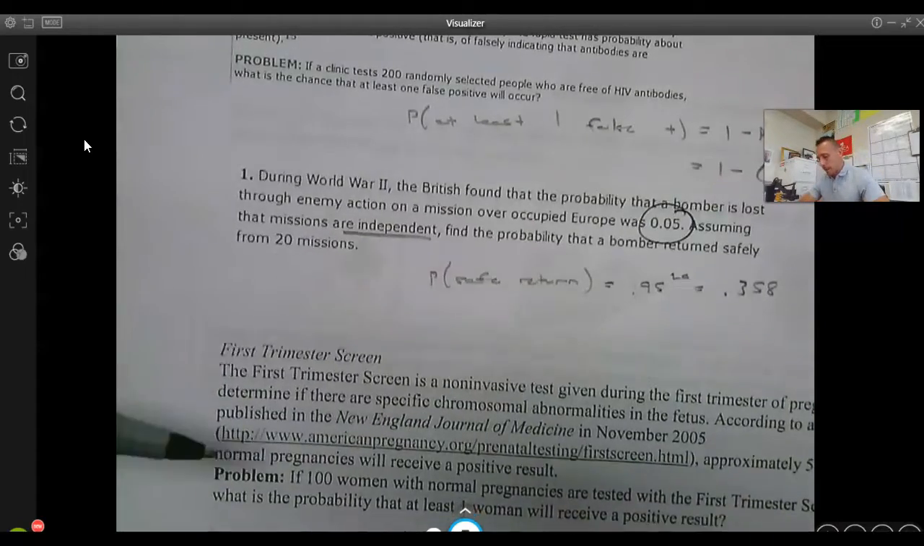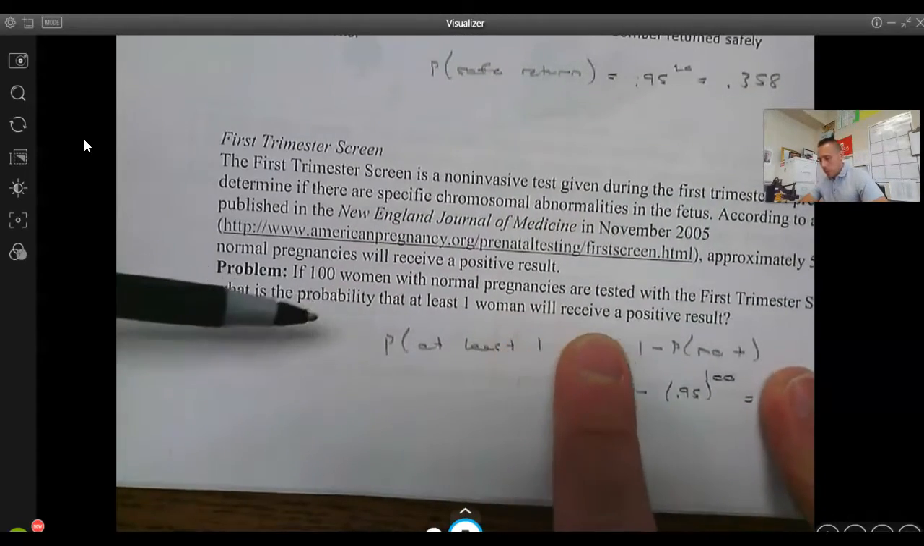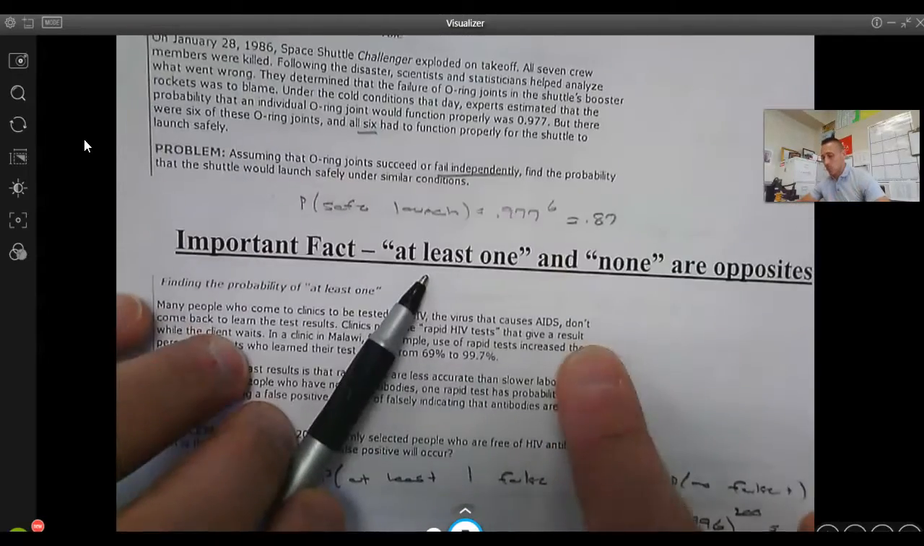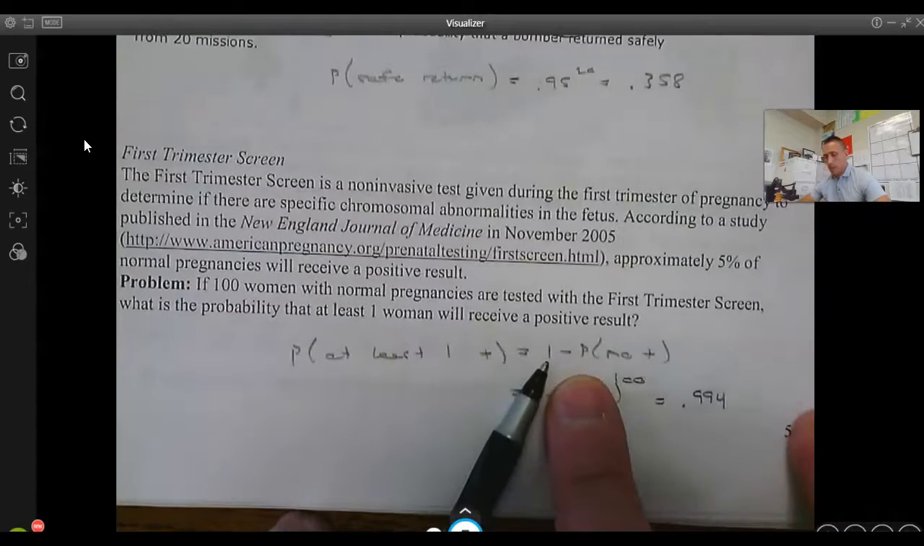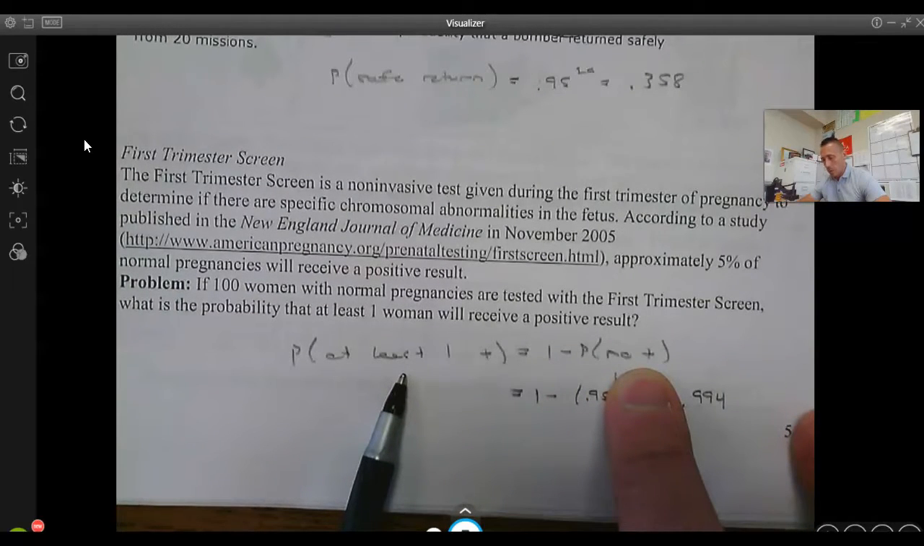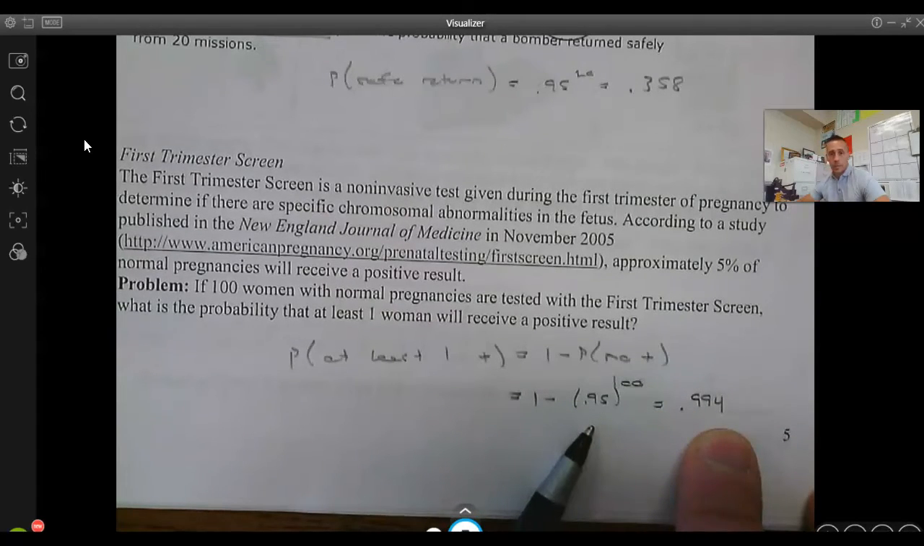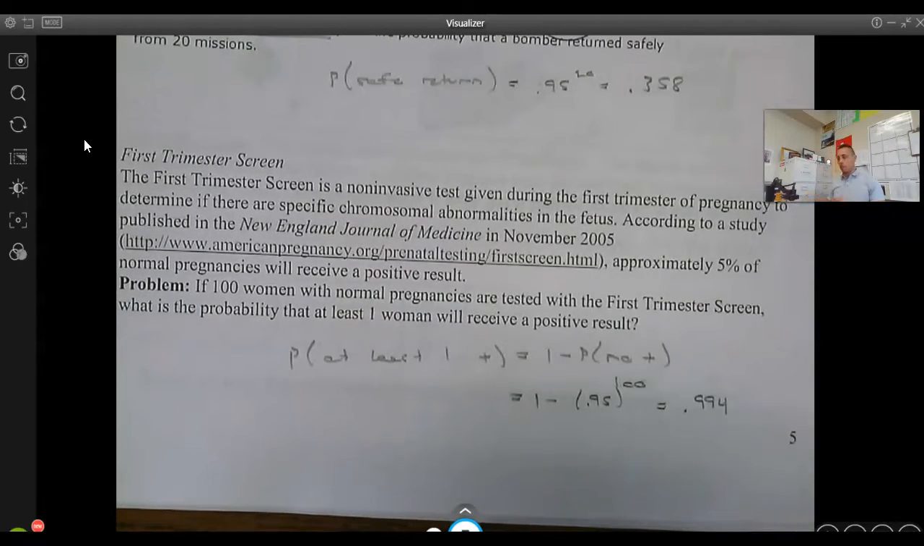All right, this question about pregnancy, at least one woman will receive a positive result. So you have to go back to this concept, at least 1 and none are opposites. So it's going to be 1 minus the probability of no positives. So 5% are positive, 95% aren't. Each result is independent of the next, so that's why I can multiply these probabilities. So 1 minus 0.95 to the 100th is 0.994. So it's extremely likely at least one woman's going to have a positive result. All right, that's the end of part 2.